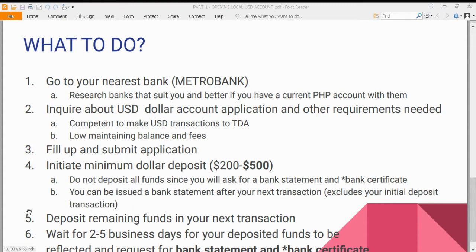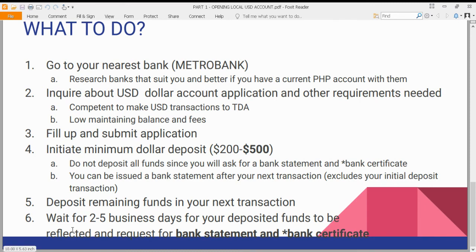So again, in the fifth step, you can now deposit the remaining funds in your next transaction. This coincides with step 4. Okay, just deposit the minimum dollar deposit on your first transaction, and on the next transaction, deposit all the remaining funds.